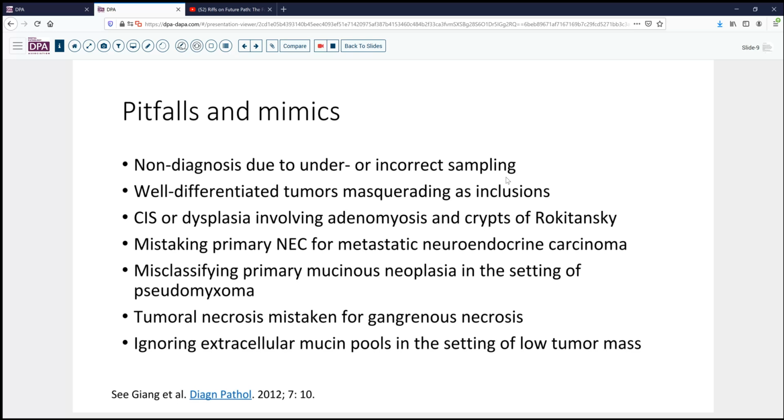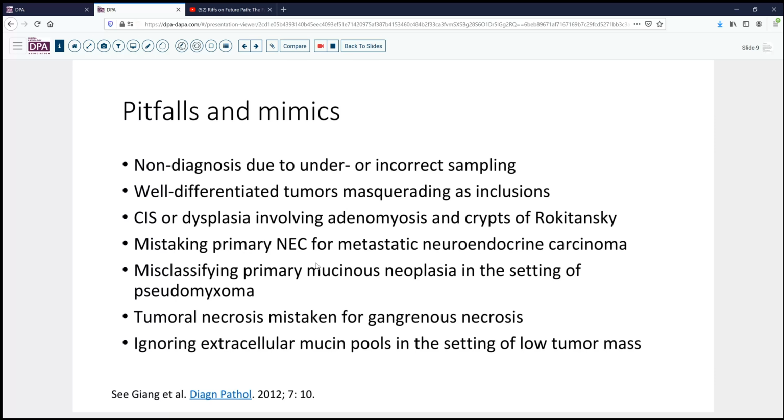So clearly the most frequent reason for non-detection or for non-diagnosis or improper diagnosis is that we under or incorrectly sample areas of the gallbladder, or we miss very small occult areas such as well-differentiated tumors that may masquerade either as serosal inclusions or small areas of carcinoma involving the submuscular tissues that masquerade as Aschoff-Rokitansky sinuses. But when CIS or dysplasia begins to involve adenomyosis and these crypts of Rokitansky, then it becomes extraordinarily difficult to correctly identify it as potentially invasive or non-invasive.